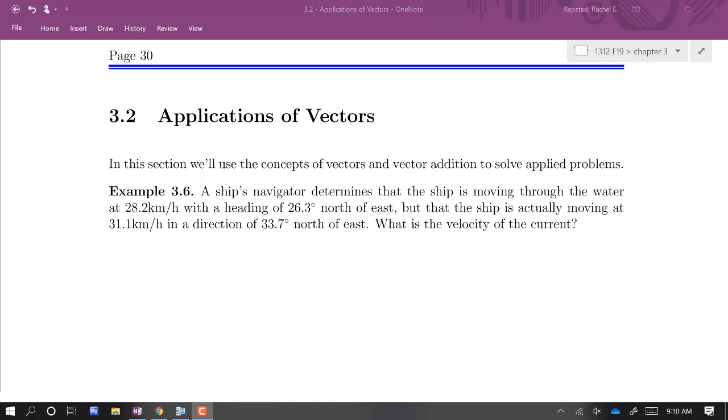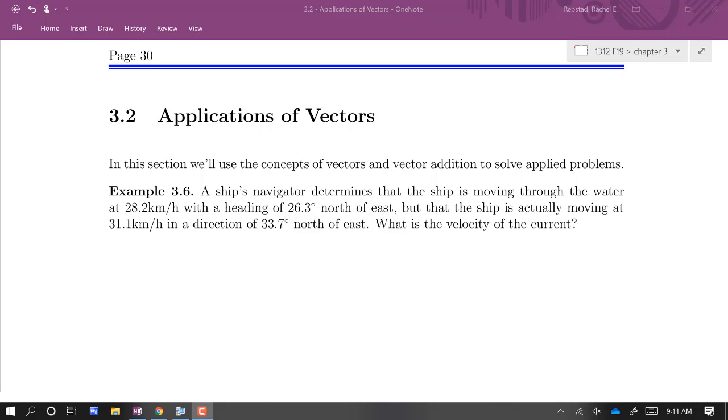In this section, we're going to look at a couple of application problems. Vectors appear everywhere in applications. Velocity is a vector, acceleration is a vector, force is a vector, tension is a vector. So we're just going to work out a couple examples. We'll start with this one.